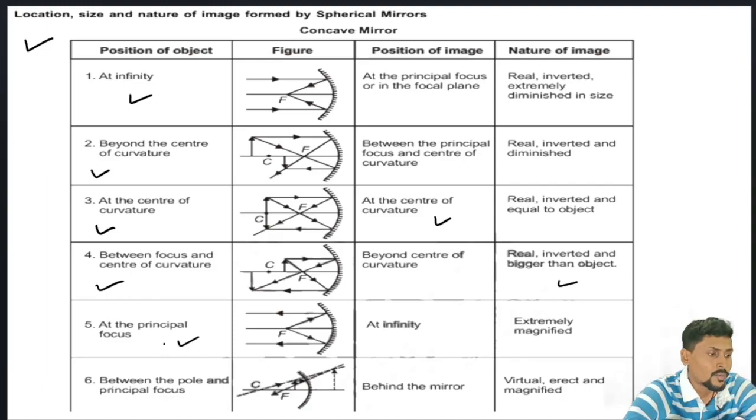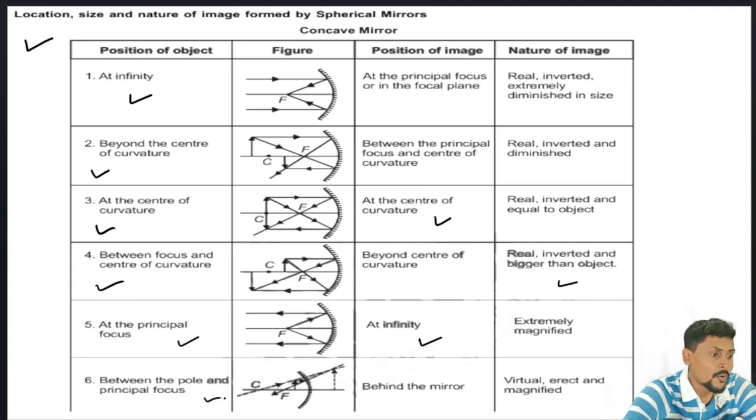Then if the object lies at the principal focus of the concave mirror, the image will be formed at infinity. It will be extremely magnified, real and inverted. The size of image will be much larger than the size of object.